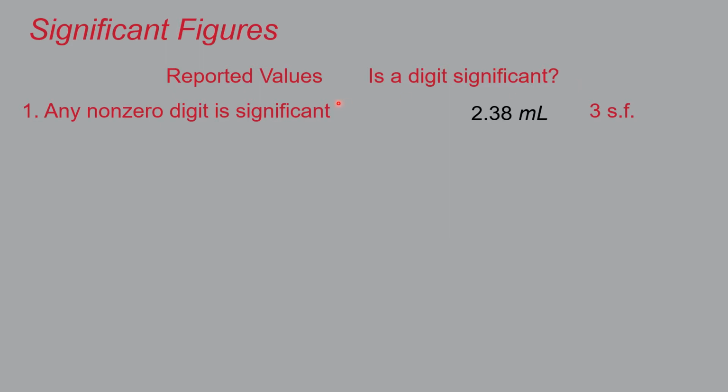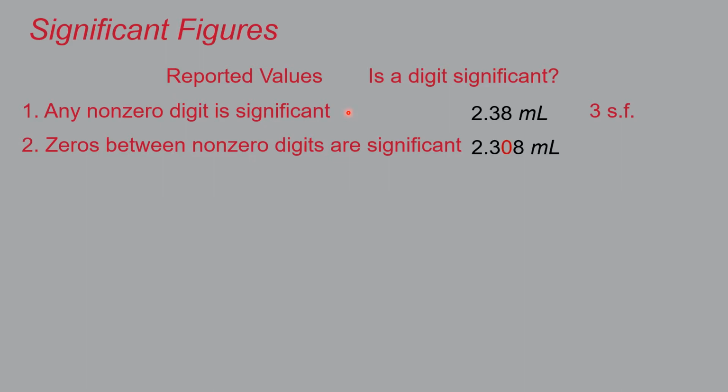Now, the wording of that rule might lead you to imply that it's the zeros that are the tricky ones, and that is the case. Rule 2. Zeros between digits that aren't 0 are also significant. So 2.308 milliliters. That has 4 significant figures in it, and the implication is that that volume is accurate to plus or minus 1/1000th of a milliliter.